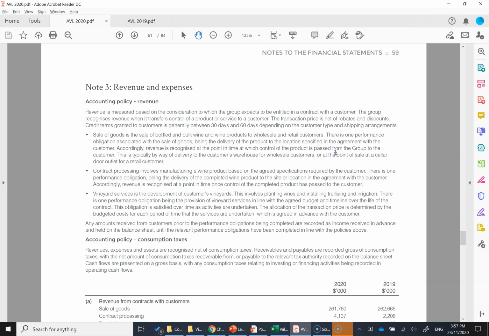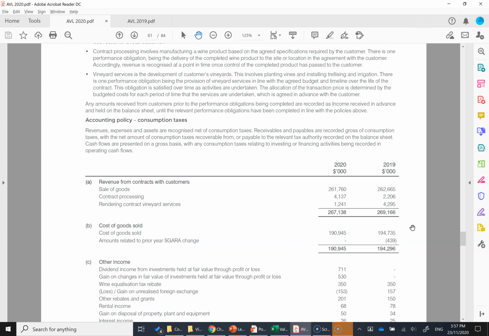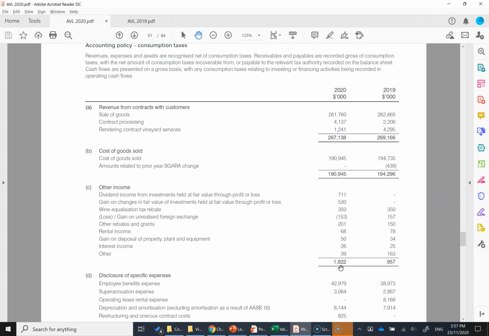So here I've loaded up note 3, which is for revenues and expenses, and they talk about their accounting policy for revenues, and they give us a breakdown of the different revenues down here. So the other income that they declared in 2020 was $1,822, and they've broken it up into the different types of income.